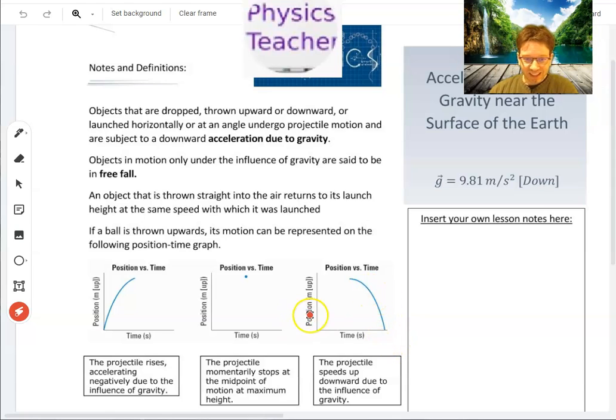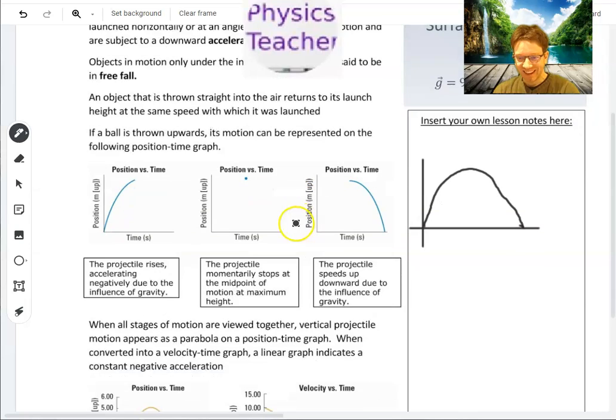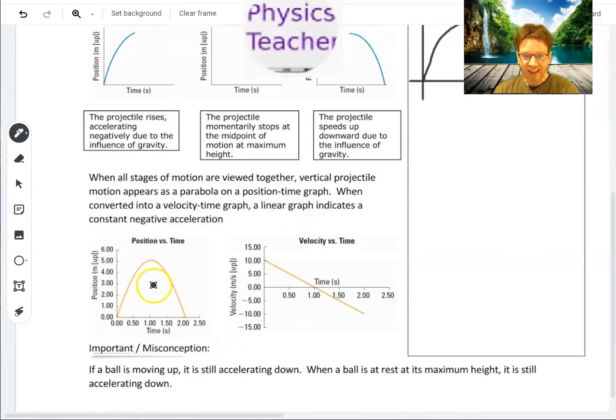So putting it all together, if you were to draw one position time graph for an object that you threw straight up in the air, it would look like this. And it comes back down. It would look nicer than that, but you get the idea. Okay. Oh, I had it right down here. It would look like this.